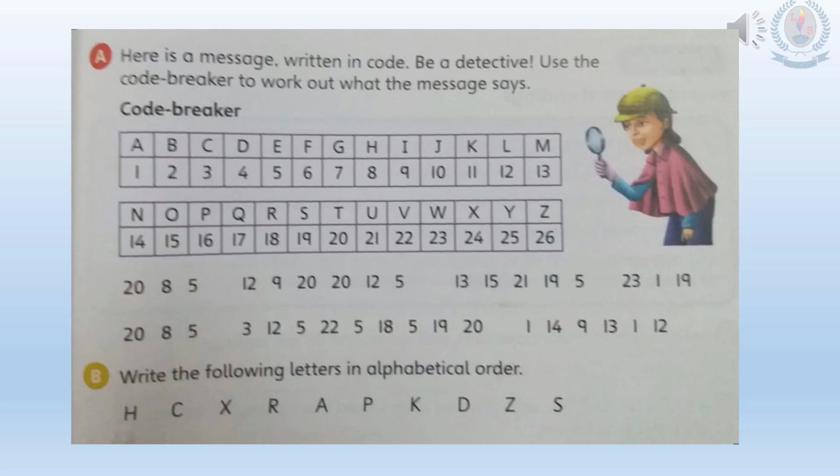So when you arrange these letters according to the alphabetical order, the first letter, letter A, letter C, letter D, letter H, letter K, letter P, letter R, letter S, letter X, and letter Z. So we have arranged these letters in alphabetical order.